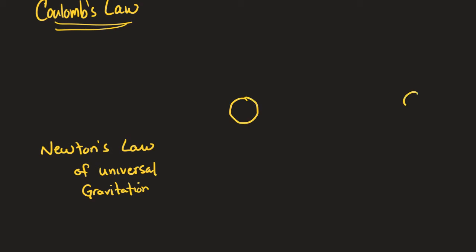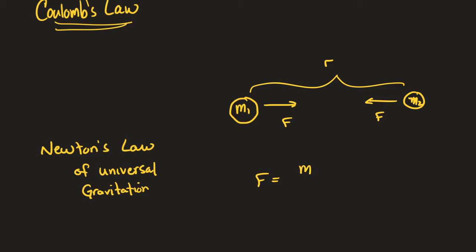But if I was to have two objects, call it M1 and M2, separated by a distance r, I could state the force of attraction between them. First, it would be the same on both objects. They feel the same force of attraction, and that force is equal to the product of their masses divided by their separation distance squared times a constant that will convert these units into a force.